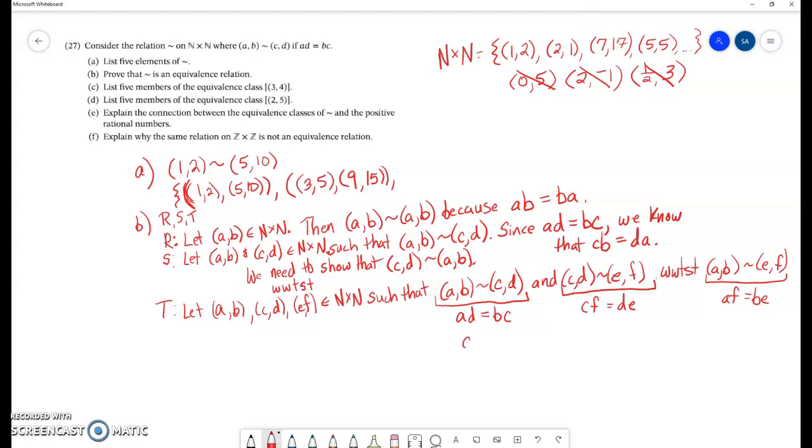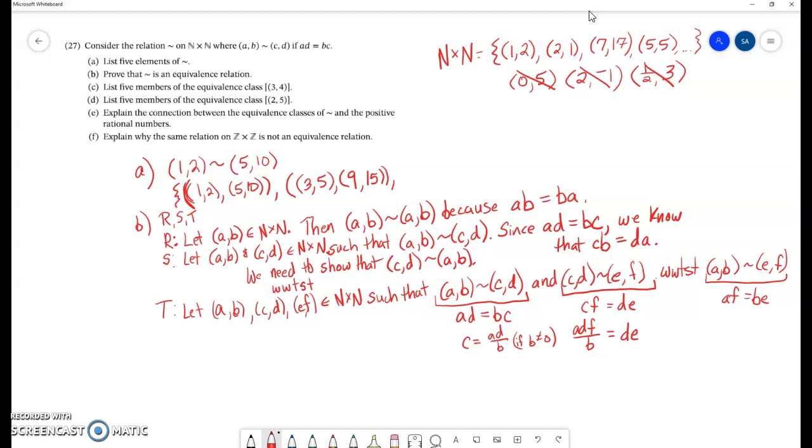So here, C would equal AD over B as long as B is not equal to 0. Otherwise, this would not be true because we can't divide by 0. So if that's true, then we can take ADF over B. And what we're doing here is we're taking this equation, and we know that C equals AD over B, so we're plugging in AD over B there. And we know that this equals DE.